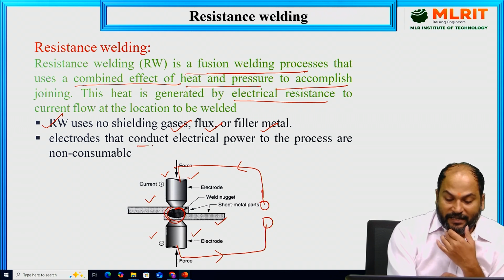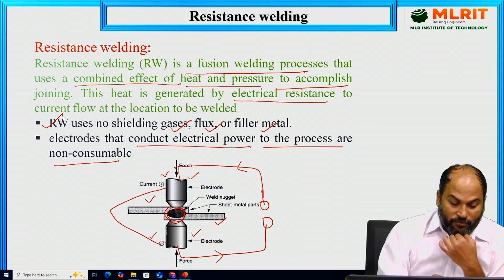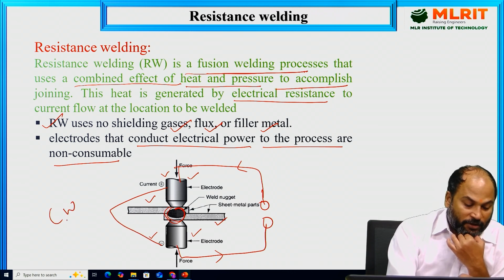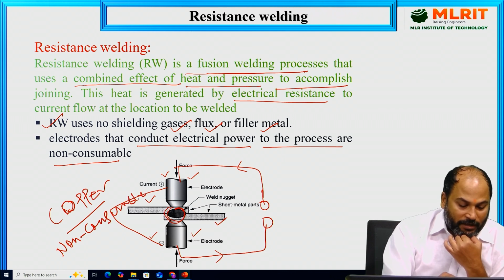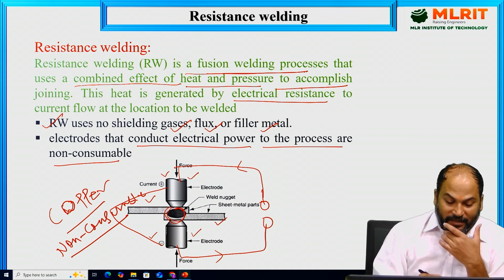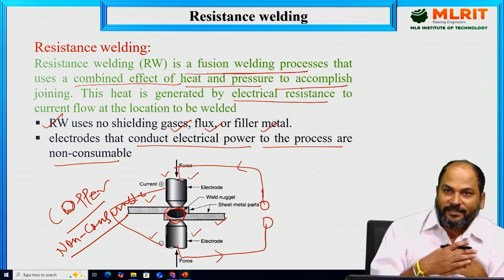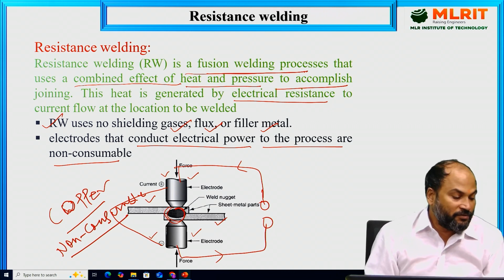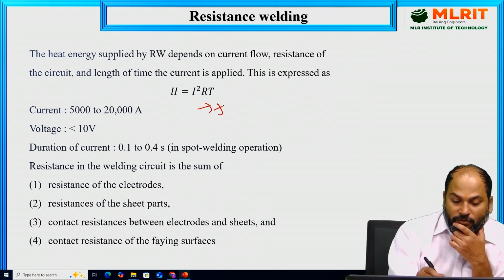The electrodes that conduct electrical power to the process are non-consumable. These two electrodes, one on the top and one on the bottom, are generally made of copper, and they are non-consumable. They will not be consumed during the process. They are simply in contact with the workpieces and work like a part of the circuit. They conduct the electricity but are not consumed. So what actually happens is known as Joule's law.